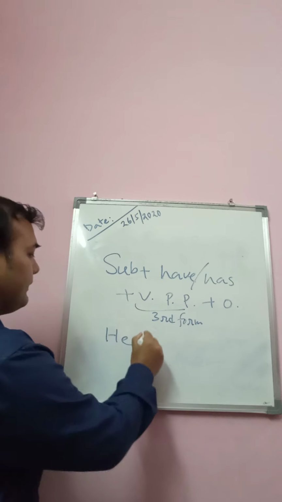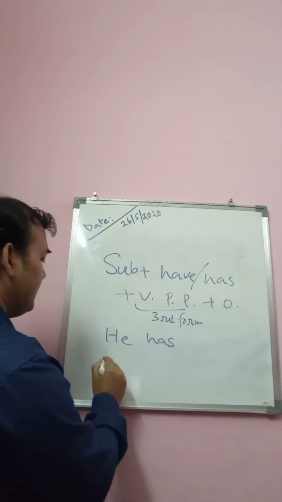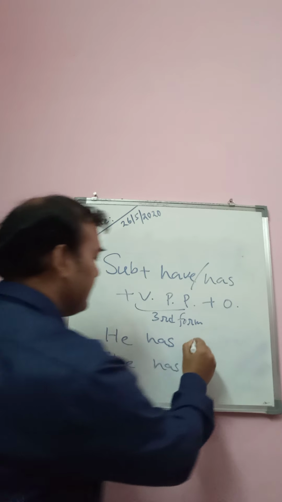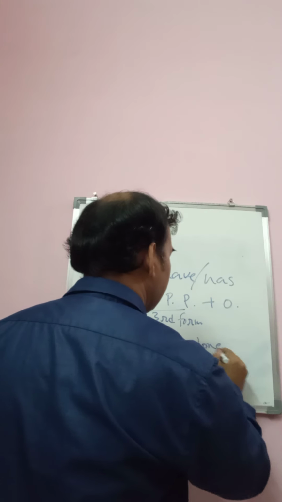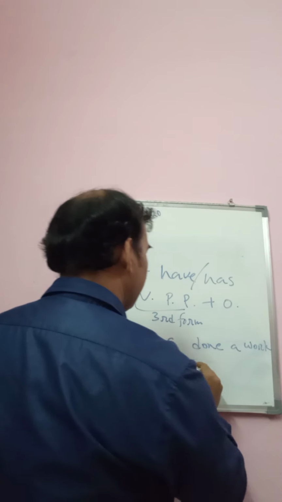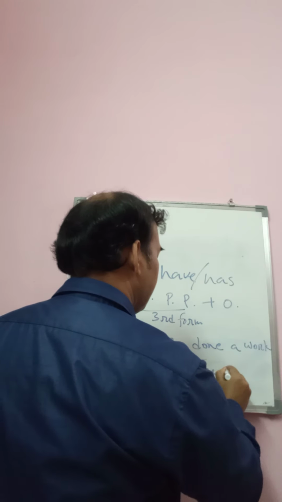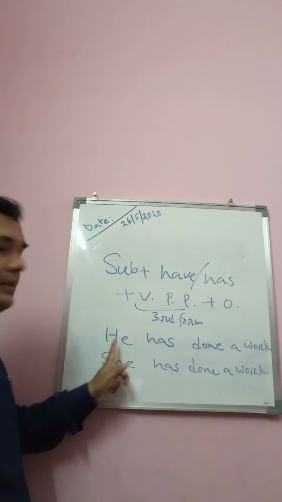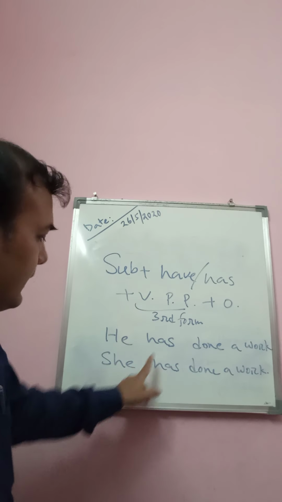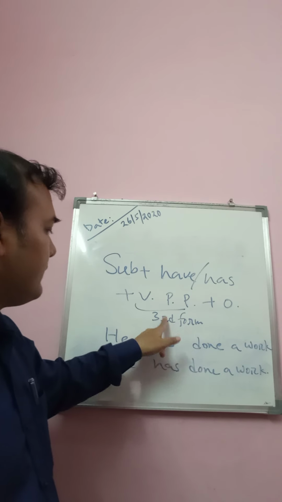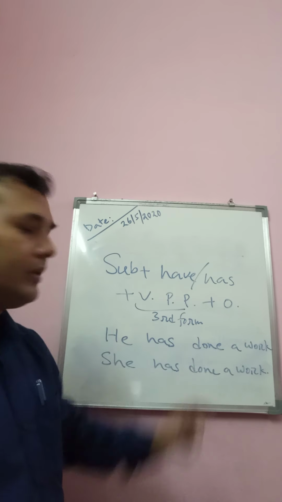He has, she has, name work. With he, she, we have to use has. Then the third form of the verb, and work is the object.